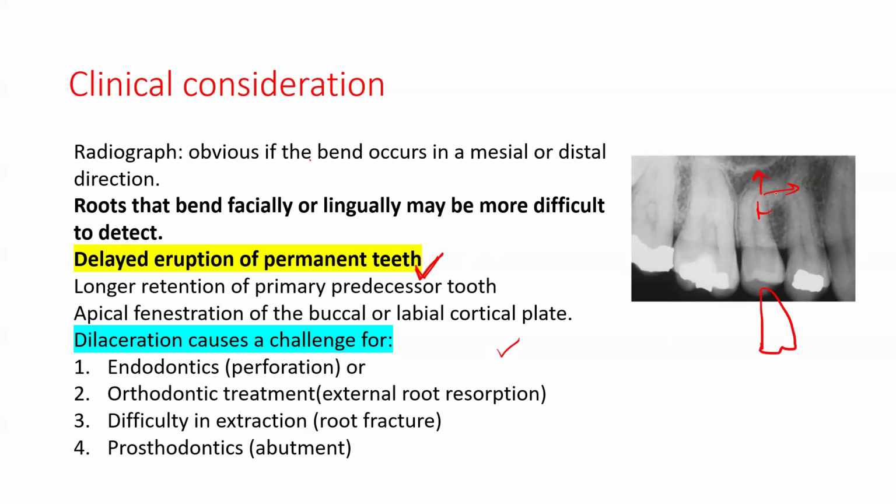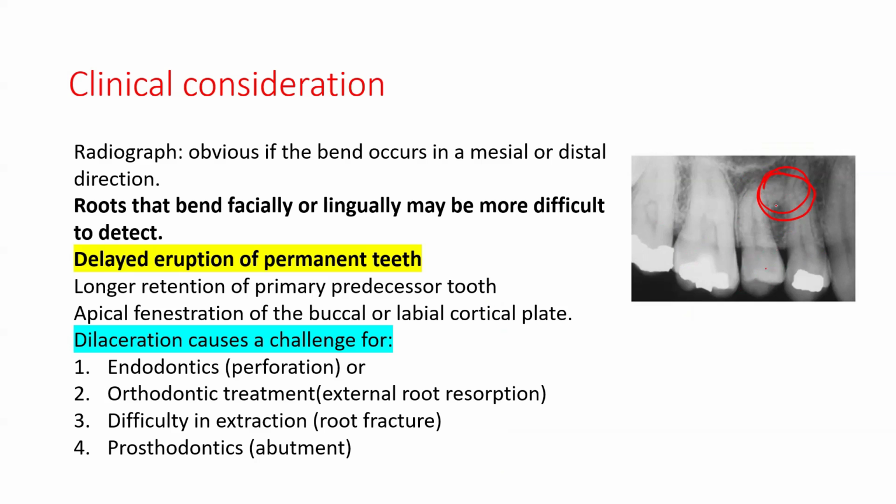This portion of the root may also cause a fenestration in the buccal or labial cortical plate. Coming to various treatment challenges, when you think of endo, you know that while doing the RCT of this tooth, it can cause a perforation. Number two, while doing an orthodontic treatment of the tooth, it is more susceptible to external root resorption. While doing an extraction, you might see that there is a root fracture of this portion. And while doing prosthodontic rehabilitation, you may see that this tooth is not a very good abutment and may need splinting with adjacent teeth to provide a multi-teeth support.